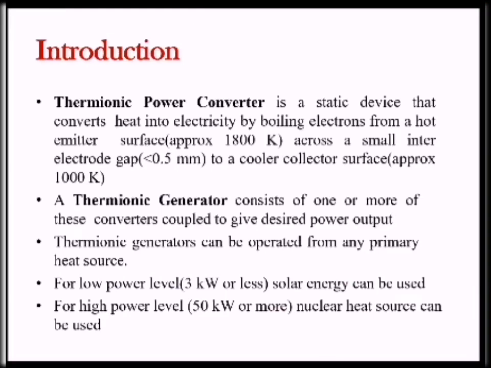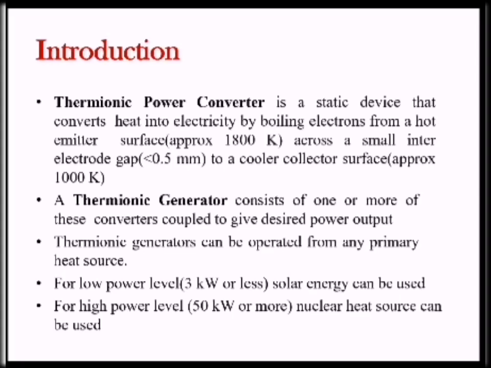First of all, introduction. A thermionic generator, or you can say converter, converts heat energy directly to electrical energy by utilizing thermionic emission effect. In such a device, electrons act as the working fluid in the place of vapor or gas. Thermionic power converter converts heat into electricity by boiling electrons from the hot emitter surface, approx 1800 K, across a small inter-electrode gap that is smaller than 0.5 mm to a cooler collector surface, which is approx 1000 K.